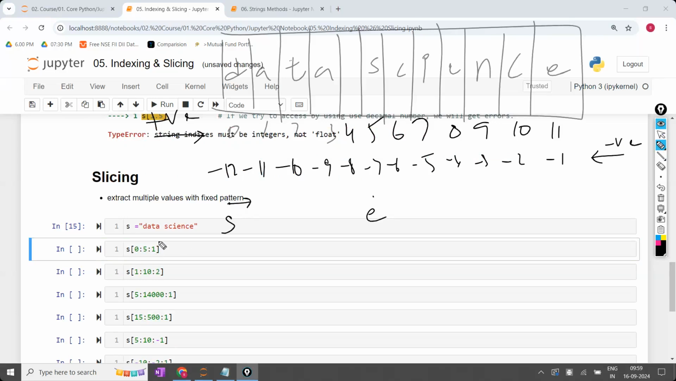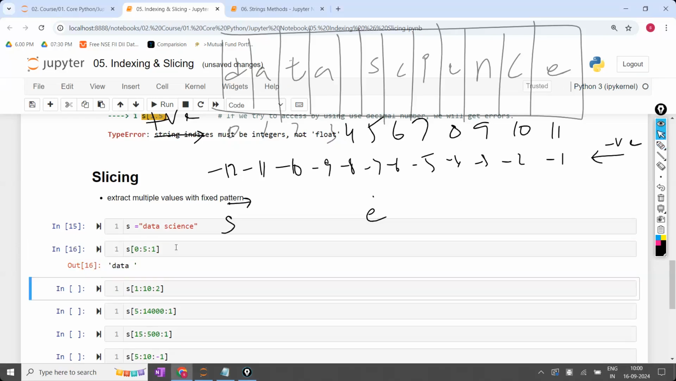In the positive direction with the increment of 1: D, A, T, A, space. And S should not be included because 5 should not be included. So what is the answer I'm going to get, miss? D, A, T, A, space. That is the answer.